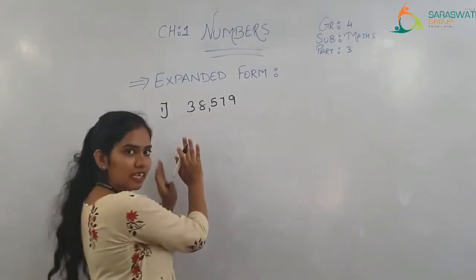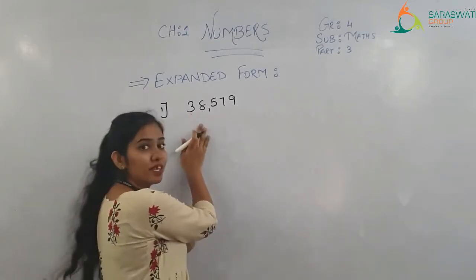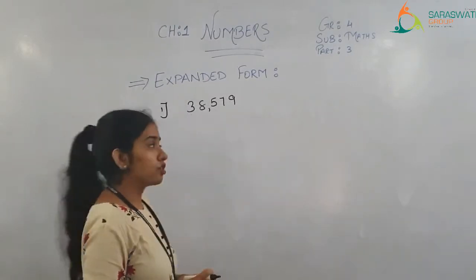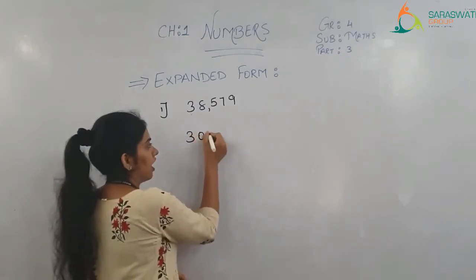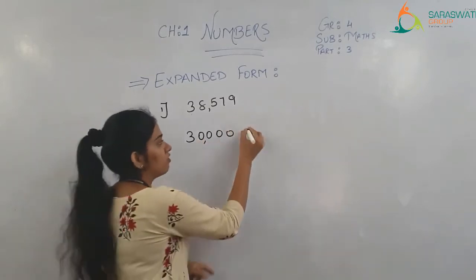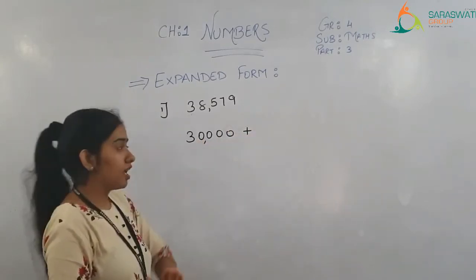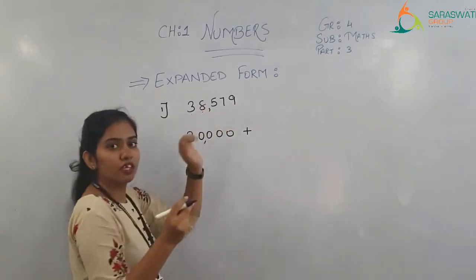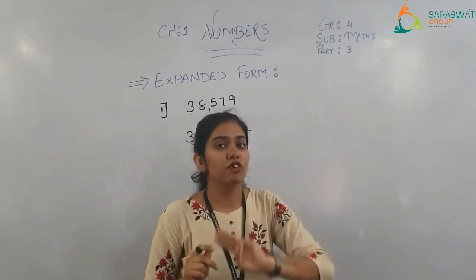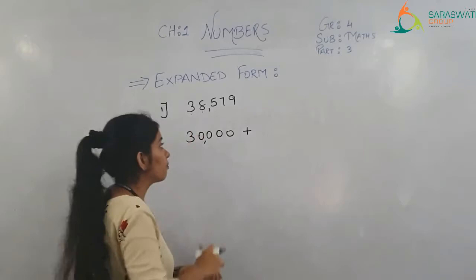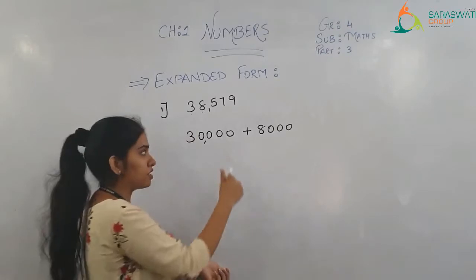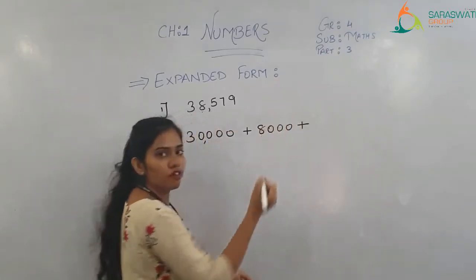So 3 is at the 10,000th place. So how many zeros will be there in 10,000? There are 4 zeros, right? So over here we will write 3, and 3 is followed by 4 zeros. So 30,000. Then we'll put a sign of addition. After that we'll move to 8. Then 8 is at the place value of thousands. In thousands we are having 3 zeros. So 8 followed by 3 zeros, that is 8,000. Again we'll put the sign of addition.